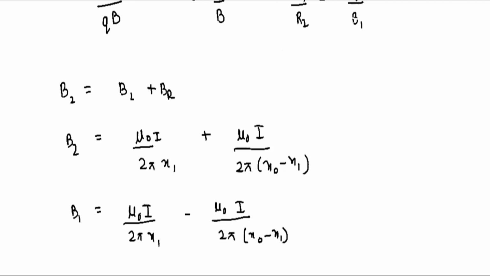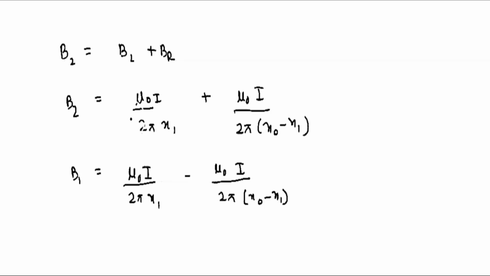Now if we take the ratio of these two quantities, r1 by r2 would be equal to B2 by B1. So we can take the ratio. What we can see is that mu naught I divided by 2 pi is common, and when we take the ratio, this constant term would be cancelled.